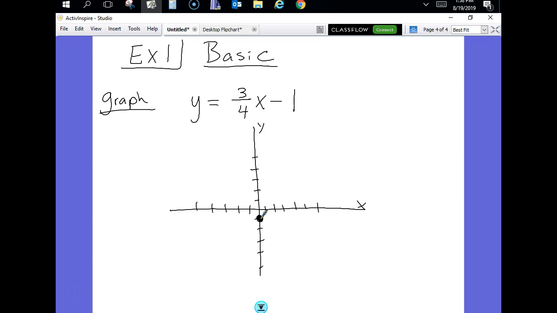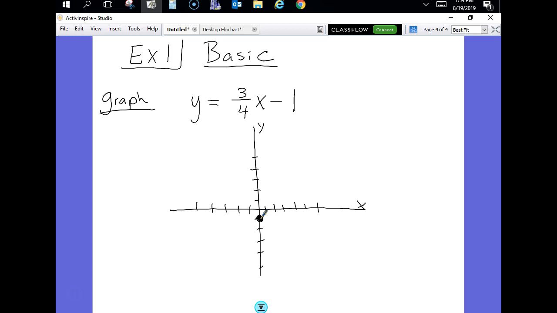Step 2, Vanessa. What does step 2 say? Use the slope to find the next point. That's right. Now, does it say that the slope is a point? It doesn't say the slope's a point, right? A lot of people try to plot it like it's a point. It's not. It's driving instructions to get from one point to your next point.